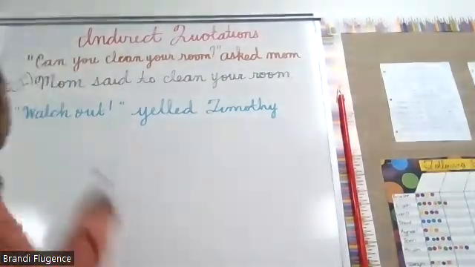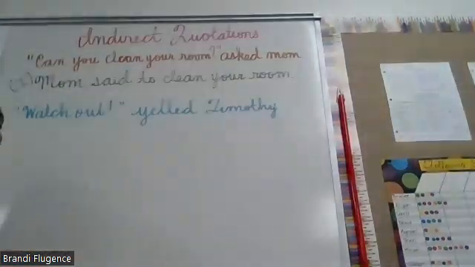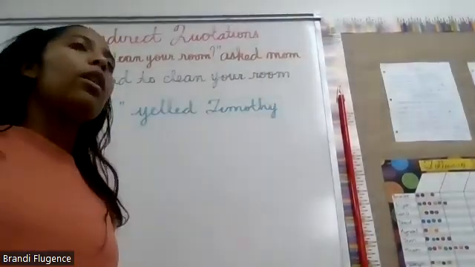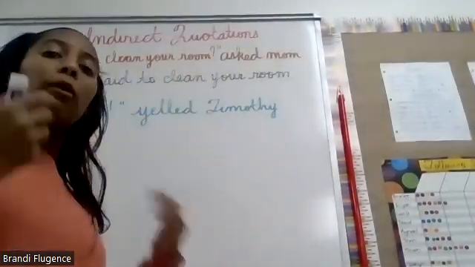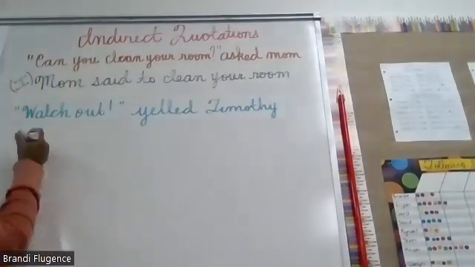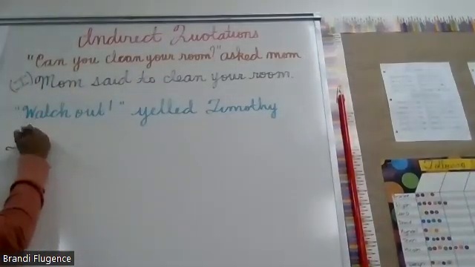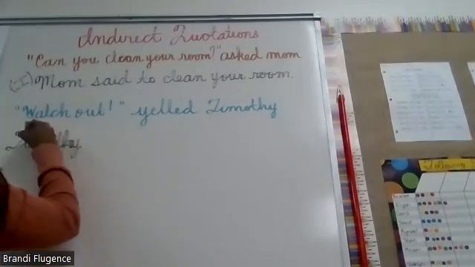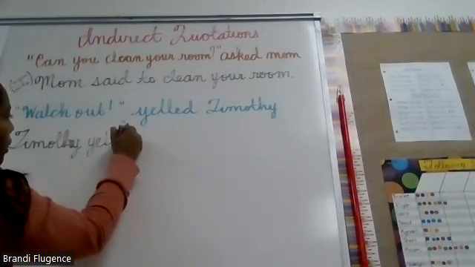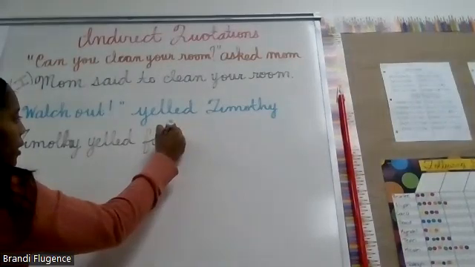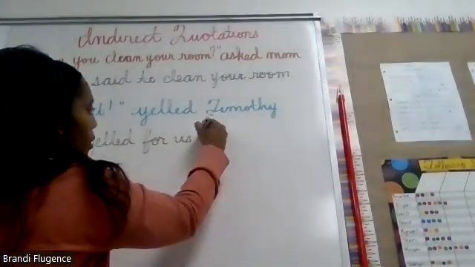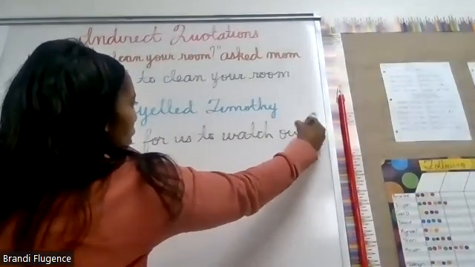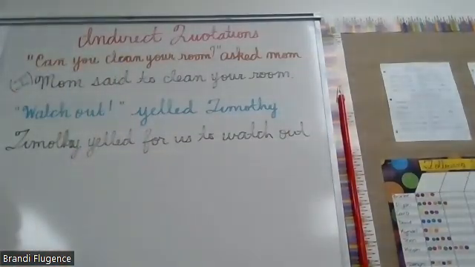Okay, so next one. "Watch out," yelled Timothy. This is a direct quotation. Timothy is saying, "Watch out." Now I'm going to make it indirect by repeating what Timothy said. Timothy yelled to watch out. It's different. It's indirect. I'm repeating what was said.